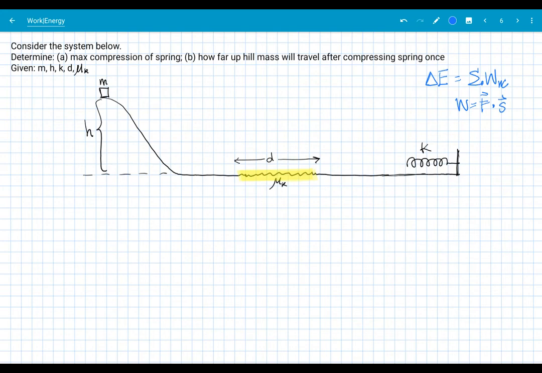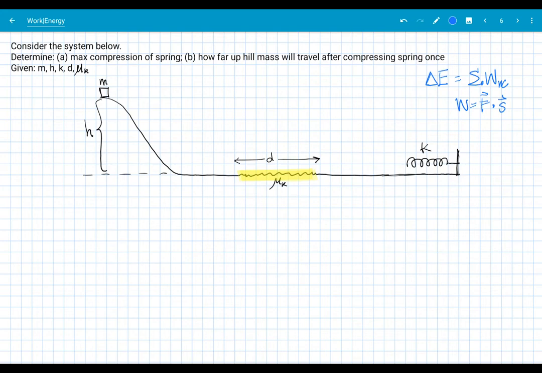And then after it bounces off the spring, you can kind of imagine that it's going to go back across the frictiony patch, and then the question is, how far up the hill will it travel? You know it's not going to get back up to a height h again, right? Because you know that some mechanical energy has been transferred to thermal via friction. But the question is, how far is it going to get?